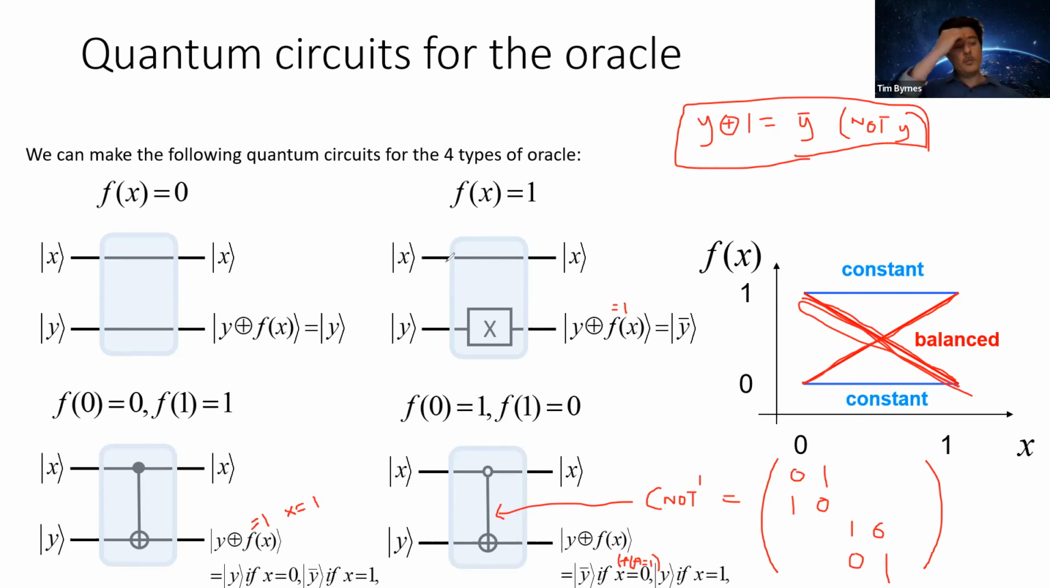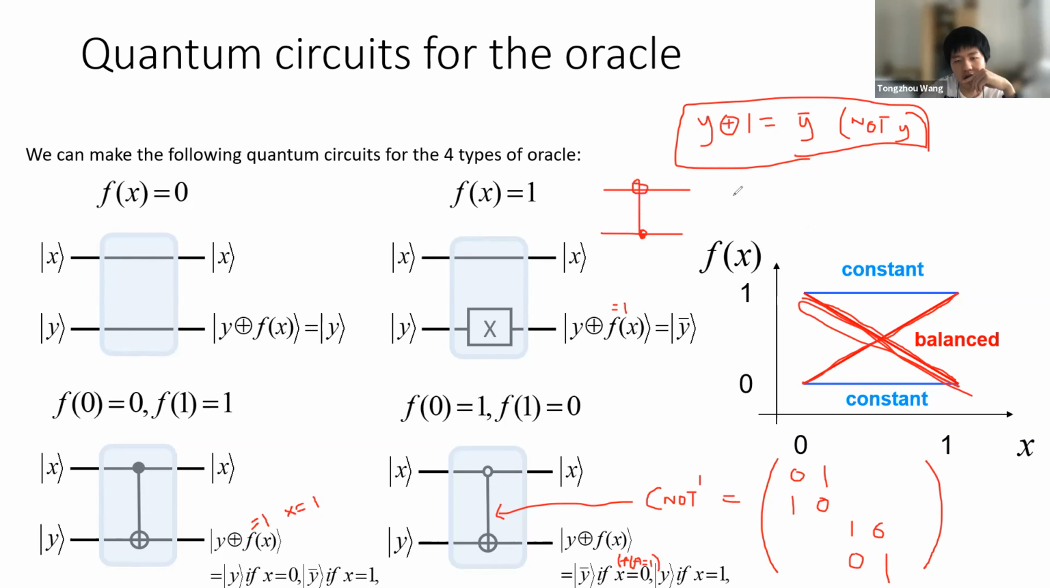Let me know if you have questions. Is this also the matrix of the C naught gate, like reverse? You're wondering what the matrix is of this C naught, right? Like this one, yeah. Actually, no.